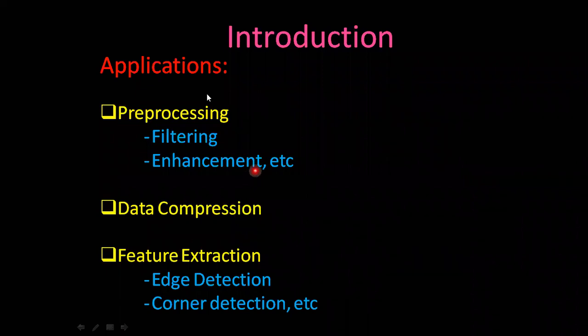If you want to separate applications, you can directly go for filtering, enhancement, data compression, edge detection, corner detection. But how are we going to segregate those applications? Based on pre-processing, based on data compression, and based on feature extraction. In pre-processing, the applications we can get are filtering and enhancement. These are the two concepts we can go with. Next is data compression. Data compression is resizing. We are going to use many transformation techniques to compress the data.